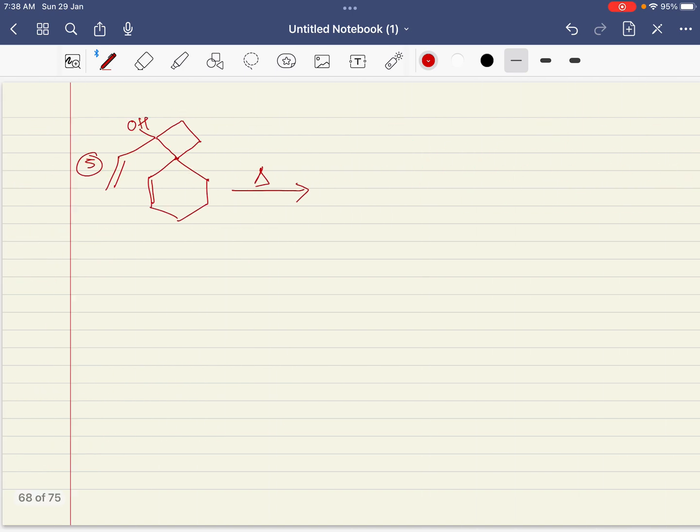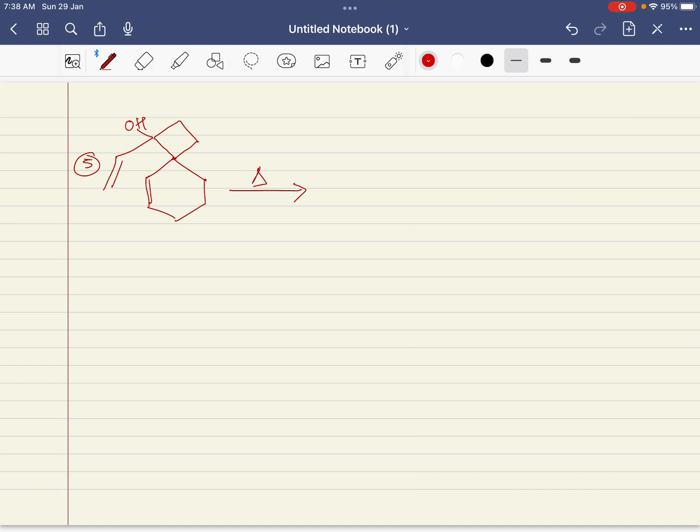Fifth example, we'll see. What will happen here is, this is a 1,5-diene. You have to identify the 1,5-diene. This is 1, this is 2, this is 3, this is 4, and this is 5. At the 1,5 position, a diene is there. So this undergoes Cope rearrangement. This pi bond will be shifted over here. This will be shifted over here. And this is used for the new sigma bond. I'll write the product here.